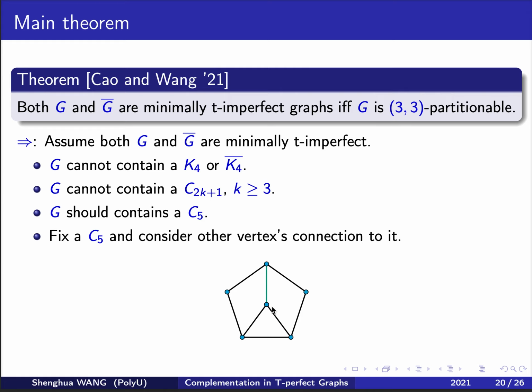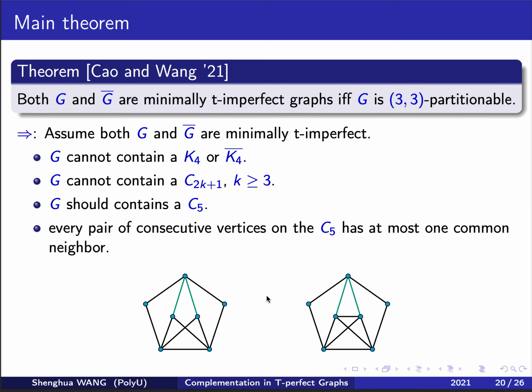Now we have one case left. This vertex should connect to 2 consecutive vertices on the 5-cycle. And if this vertex has 3 neighbors on the 5-cycle, then its neighbors on the 5-cycle should not be consecutive. Now here we use the green line to represent an edge that may or may not exist in the graph.